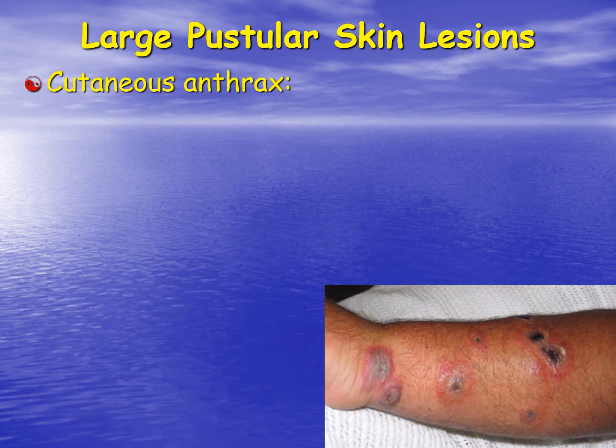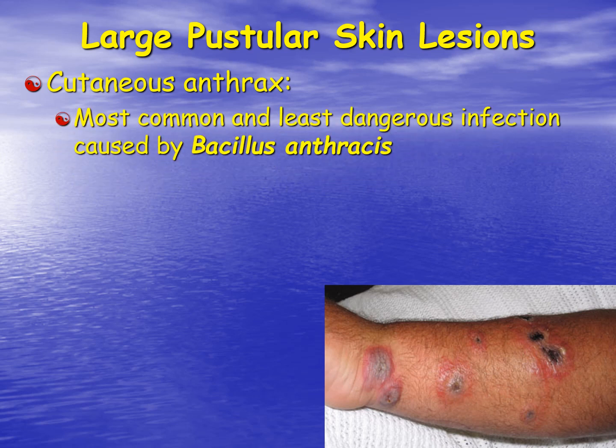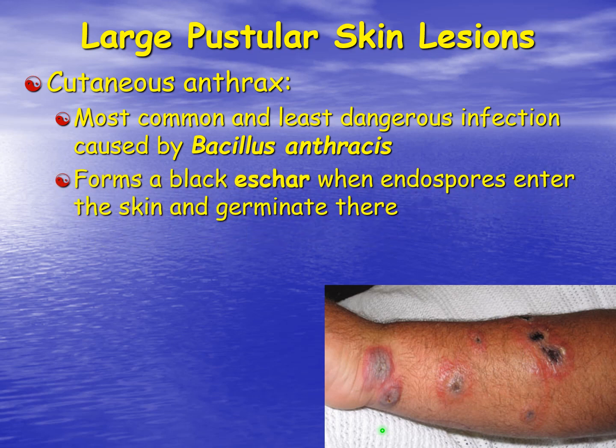Now, cutaneous anthrax. Bacillus anthracis causes three forms of anthrax. The least harmful is the cutaneous form. We also will see the respiratory form, which tends to be the most deadly, and a GI form, which is the least common of the anthrax diseases. In cutaneous anthrax, the bacillus causes a black eschar, which is just a black necrotic lesion where the endospores enter the skin and begin to grow.